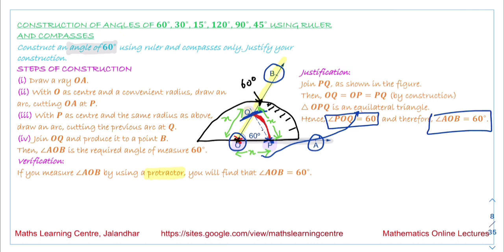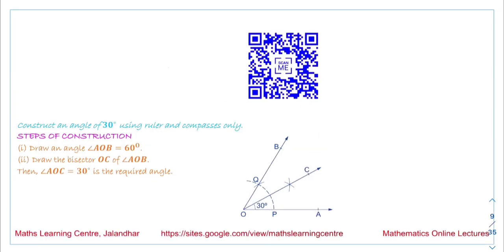Next we have to construct the angle of 30 degree. The angle of 60 degree we have already constructed, and we know how to find the angle bisector. So we will first construct the angle of 60 degree. Suppose this is the angle AOB, an angle of 60 degree, and then we are drawing the angle bisector of this.